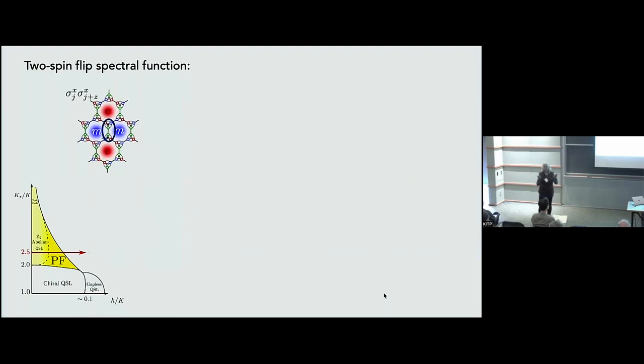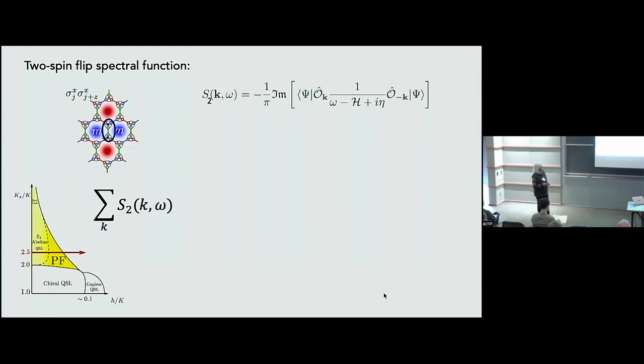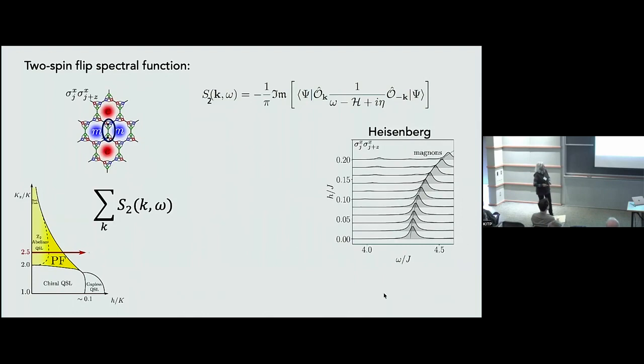And these E and M charges then have a spectral function in the two spin flip process, S of K and omega. And if you had a Heisenberg model, you would have a broad excitation, which as a function of field would disperse in this way too, and it would get stiffer as you go to higher fields. The Kitaev model, on the other hand, has a very distinct signature.